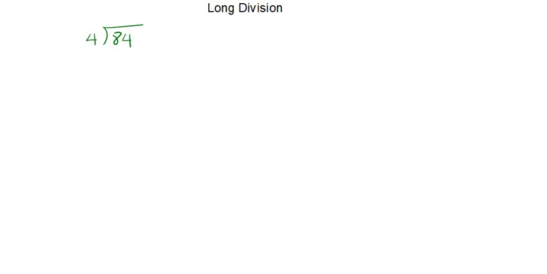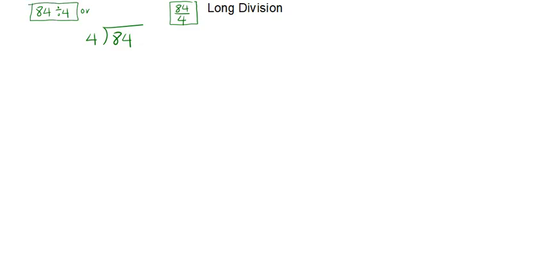Now this is the long division sign. This also means it can be written in different forms. It can be written as 84 divided by 4, or it could also be written as a fraction, 84 over 4. These all mean the same thing. 84 over 4 means 84 divided by 4. Even if we write it like this, it means 84 is divided by 4.